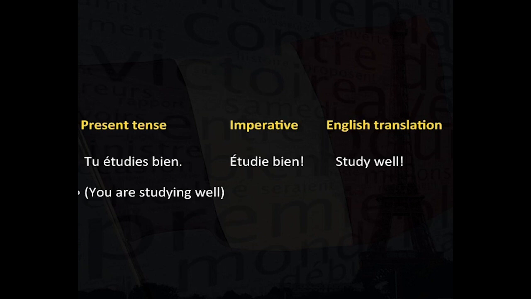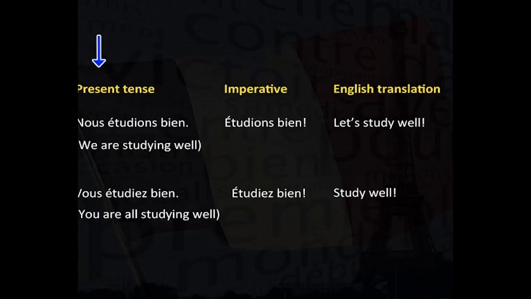Let me illustrate this with the verb étudier, which means to study. I will first use the sentence in the present tense, then in the imperative. Tu étudies bien. You are studying well. In the imperative, it would be étudie bien. Study well. So, in the first sentence, which is in the present tense, the verb is preceded by the subject pronoun tu. But in the second sentence, tu is not explicitly mentioned, although it is clearly understood.